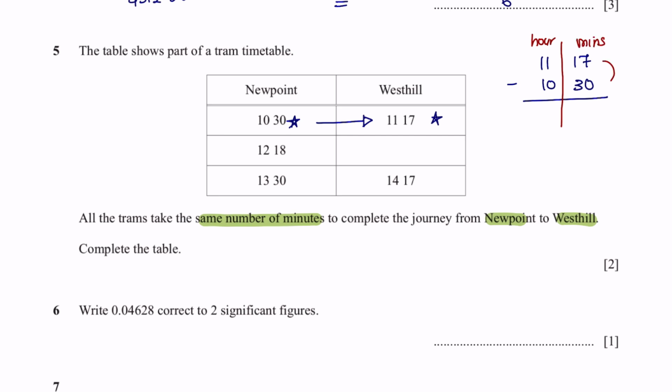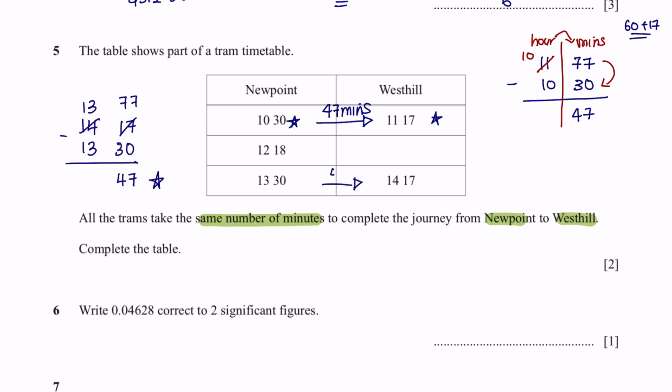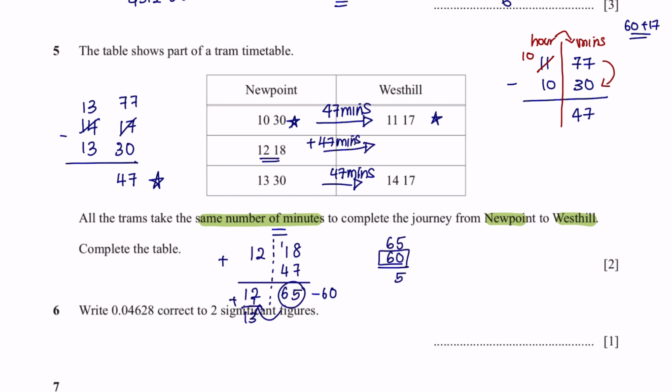17 is a smaller number than 30, so we can't take away 30 from 17, meaning that we have to borrow 1 hour and give it to the minutes, which would be making it 77 minutes because 60 plus 17 is 77. Now 77 take away 30 is 47. So the journey takes 47 minutes. And just to double check, we will also calculate this. And this also takes 47 minutes. Since it all takes the same number of minutes, we are going to add 47 minutes to 12:18. So the time of arrival at West Hill is 13:05.